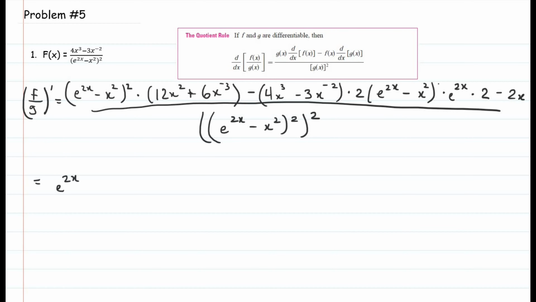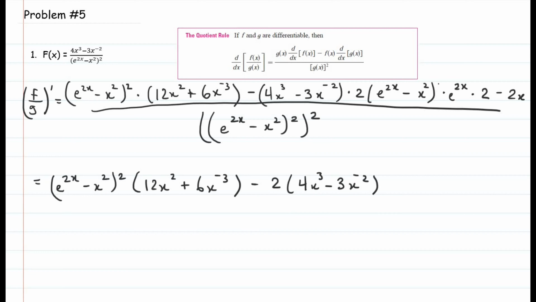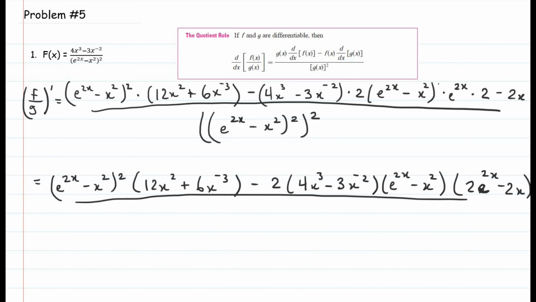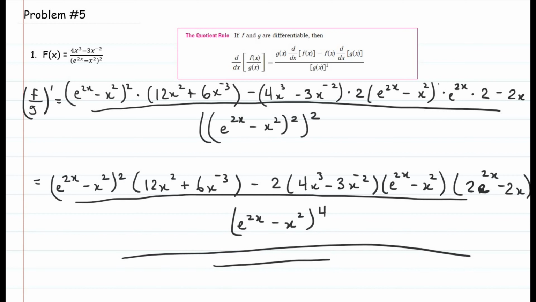So this gives you e to the 2x minus x squared raised to the 2nd power times 12x squared plus 6x to the minus 3rd, minus 2 times 4x to the 3rd minus 3x to the minus 2 times e to the 2x minus x squared times 2e to the 2x minus 2x, all over e to the 2x minus x squared raised to the 4th power. So here's your solution for the 5th problem.